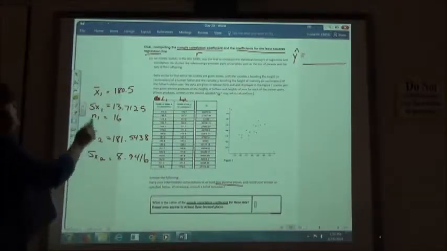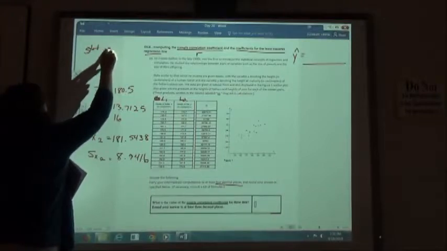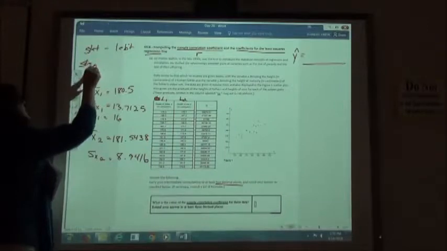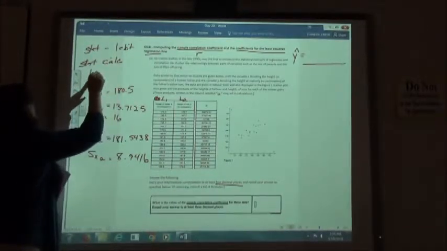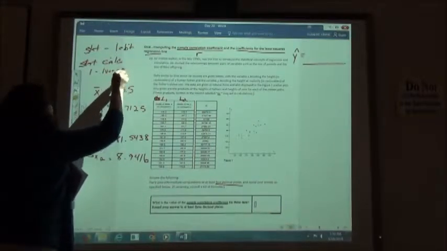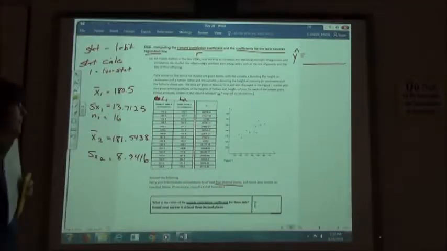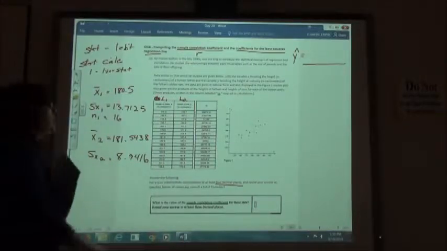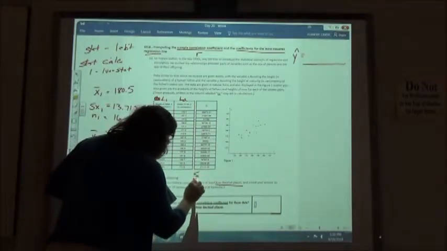We're just going to use the stat, do 1 to edit, and then you're going to do stat, and you're going to calculate number 1, 1 variable statistics on your list. So find that information. We'll need it in our formula. The other thing you need to do in order to figure out the answer to this problem is you need to find the sum of your XY column. So here's my symbol for sum.